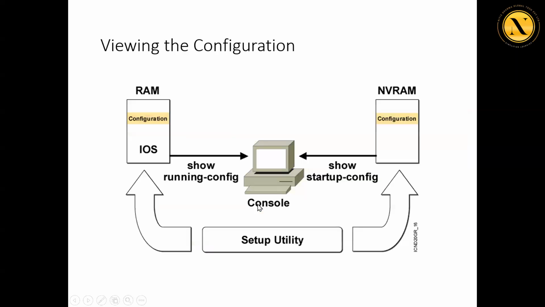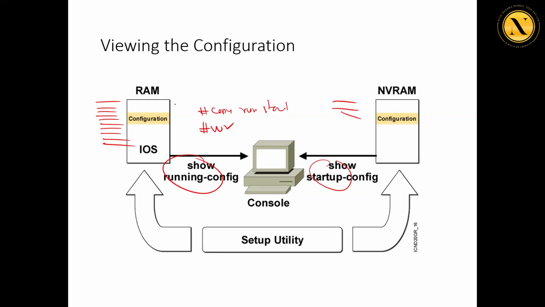As a refresher. And then show run, show start, right? This shows you what all commands are stored in the RAM, right? And show start will tell you, after you have said WR or copy run start, the same commands will be saved in the NVRAM, right?